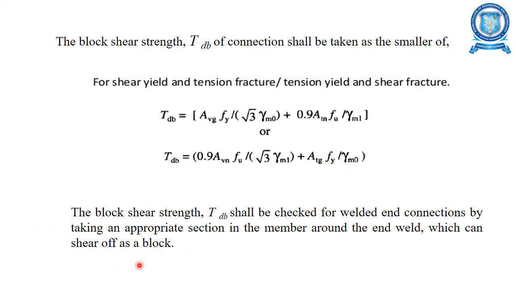For a welded connection, the block shear strength TDB is calculated for the welded end connection by taking an appropriate section in the member around the end weld, which can shear off as a block. This is all about the types of failure in tension member. Thank you so much.